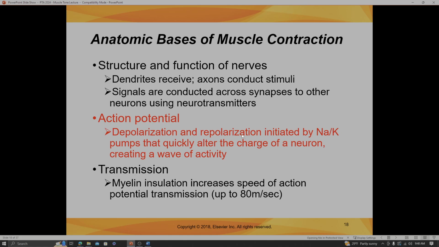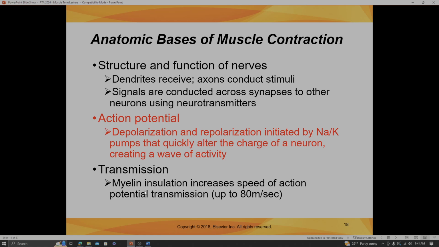There's a depolarization and repolarization process that's going to be initiated by sodium-potassium pumps. This is way back to your physiology. Please look that over. I'm not going to spend a lot of time reviewing this, which basically just has a polar change or changes the charge of the neuron and creates a wave of activity. That's how we generate the action potential, and that's what the action potential is. It's the depolarization and repolarization, right, elicited from these neurotransmitters, executed through the sodium-potassium pump to create a wave of activity. That's the action potential, right?